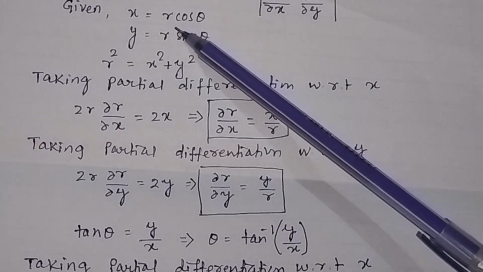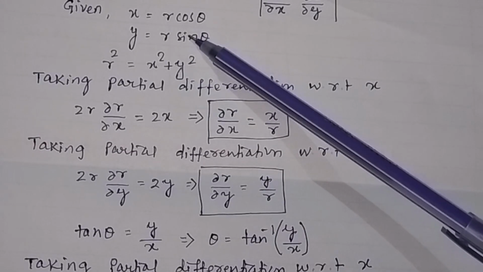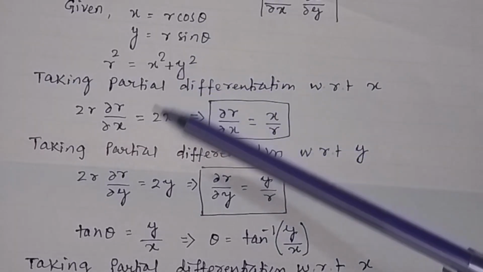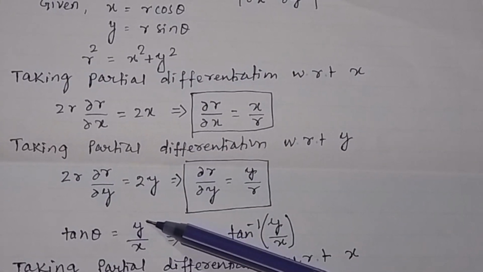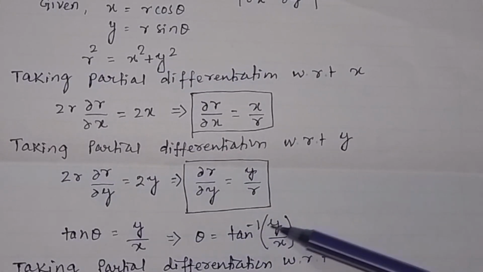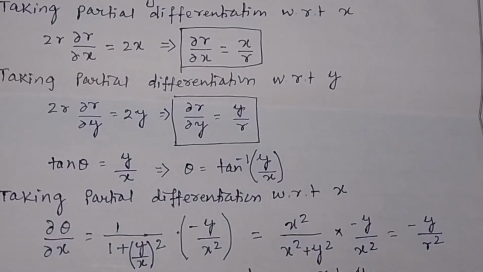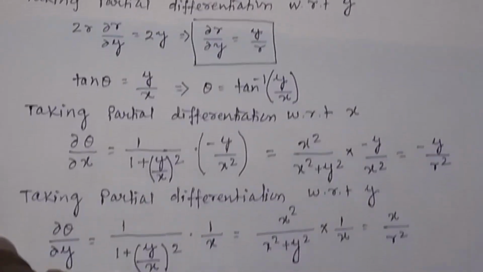If you divide y by x, that will be equal to r sin theta divided by r cos theta. r cancels, so we get tan theta. So tan theta is equal to y by x. So if tan theta is equal to y by x, theta will be equal to tan inverse of y by x.